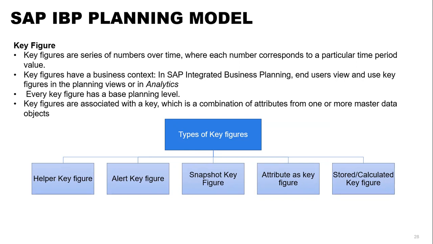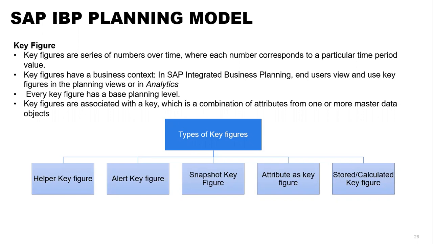Depending upon the calculations I have set up for the corrected sales history, it will automatically load that data into the corrected sales history. That is called a calculated key figure. Okay, so one is stored, one is calculated. Stored, you can key in or you can upload it. Calculated, it will calculate from the other dependent key figures depending upon the calculation definition you have defined.